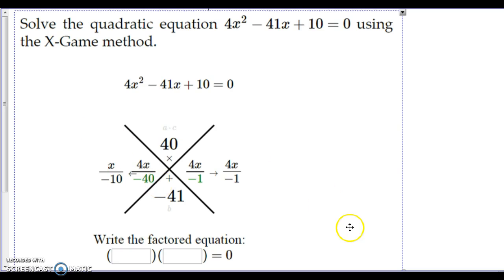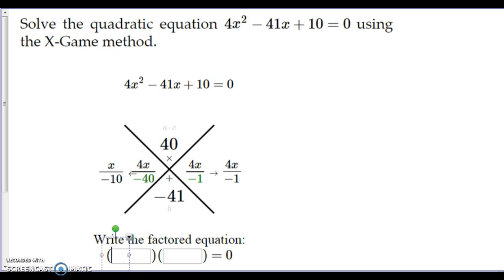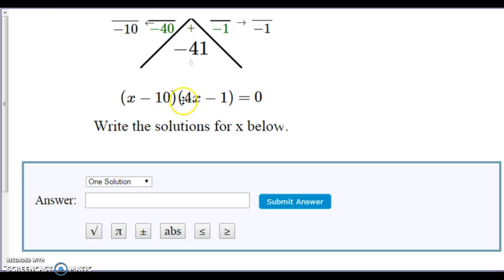So never having done this before myself, I substituted it into the parentheses here, and lo and behold, the computer told me what to do. So what I did was I typed in x minus 10 following x minus 10, and then for this side I typed in 4x minus 1. And as soon as I did that, it prompted me for the next section. So it populated this automatically, and then it said write the solutions for x below.